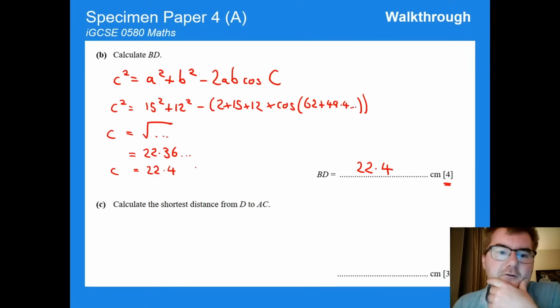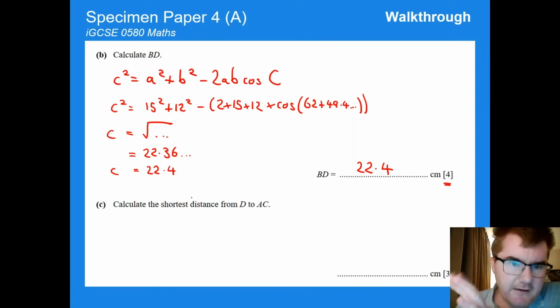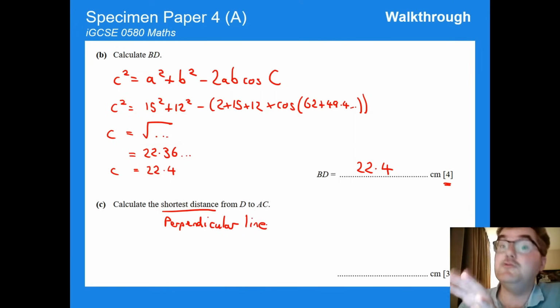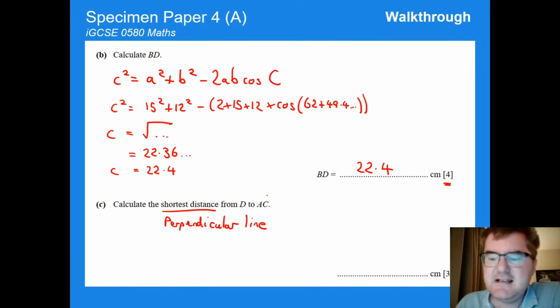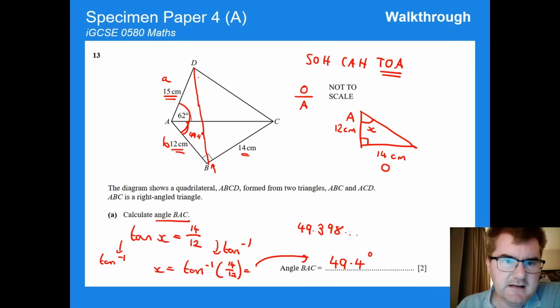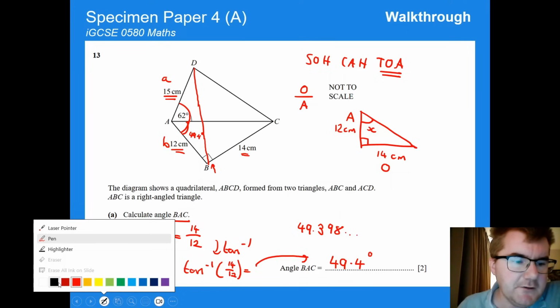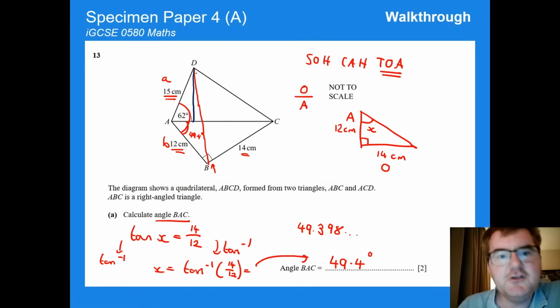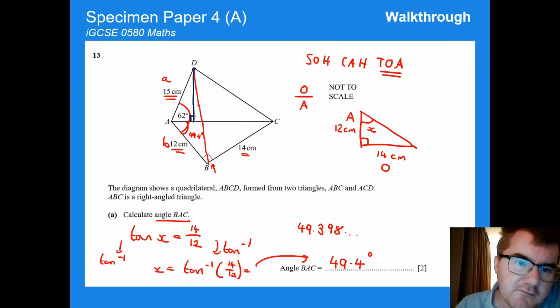Super. And now we've got a shortest distance question, which is very common. As soon as I see shortest distance, I'm thinking of a perpendicular line. That's all I'm currently thinking about before I look at the actual diagram itself. So from D to AC. Let's put this in a different color so we can see what's going on. I want to draw a line, something like this. That's the shortest distance from this point D to the line. And if it's the shortest distance, it's always at a right angle.